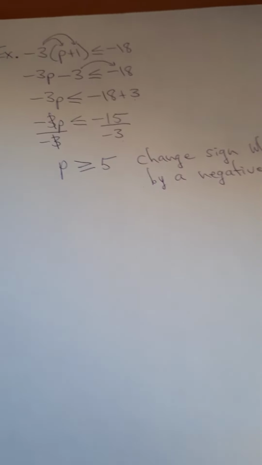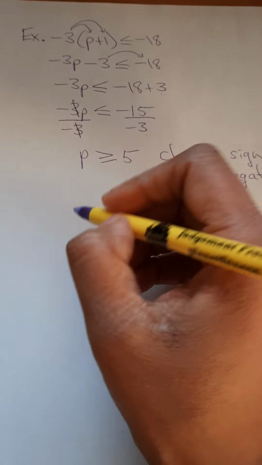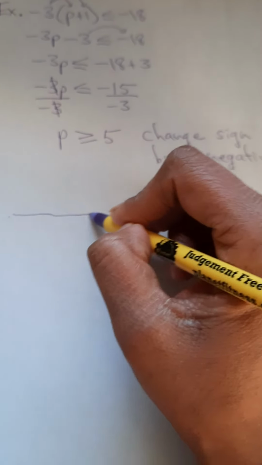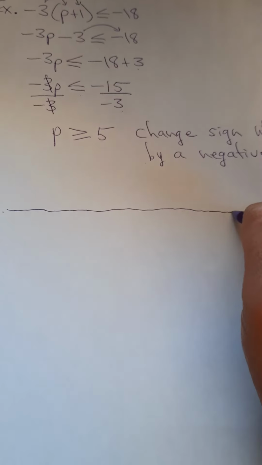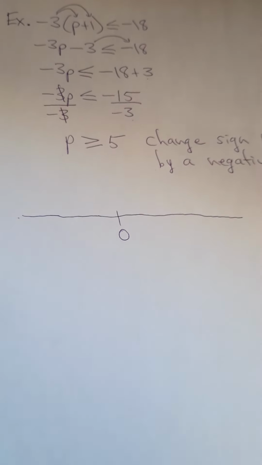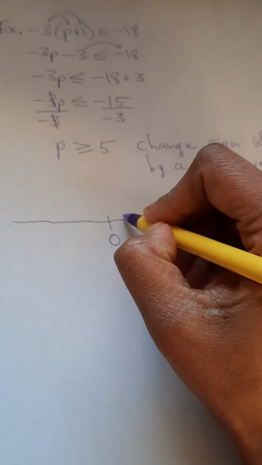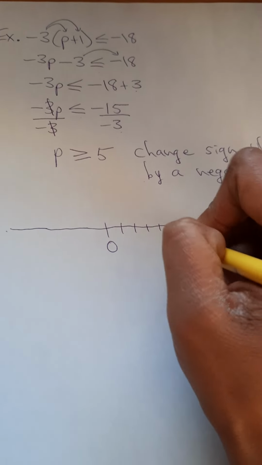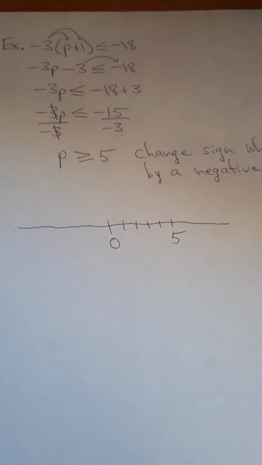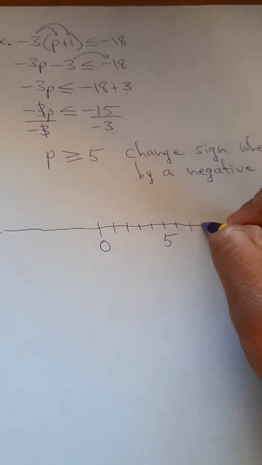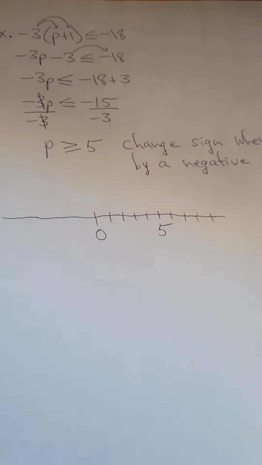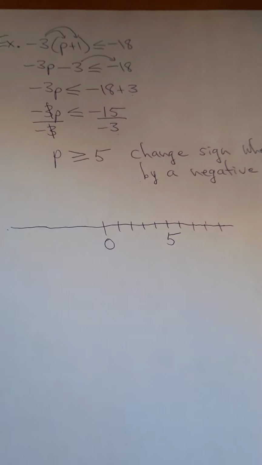So everyone sees that? So let's try the graph for this, and I'm just going to write it right here underneath. So the zero number should always be there in your graph. So 5 is right here. And p is, let's make some more lines here. P is greater than or equal to 5.